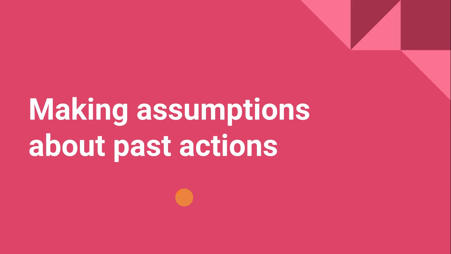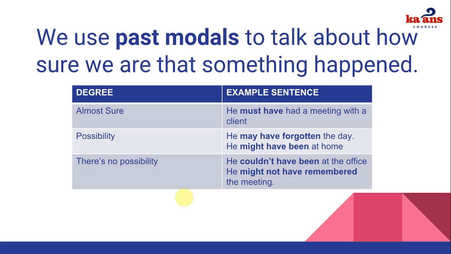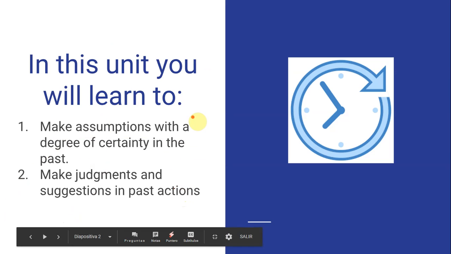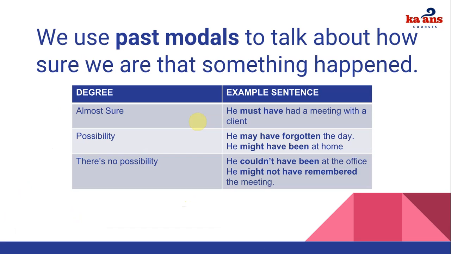Welcome to this lesson number 2, making assumptions about past actions. Just before we begin, let's quickly check the first topic we saw in lesson 1. It's important to mention that both of these topics have to do with actions from the past. That's why we're using past modals to talk about how sure we are that something happened. Again, we remember that we have a degree of certainty, a degree of how sure we are.